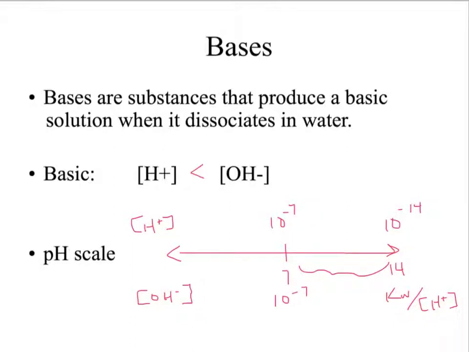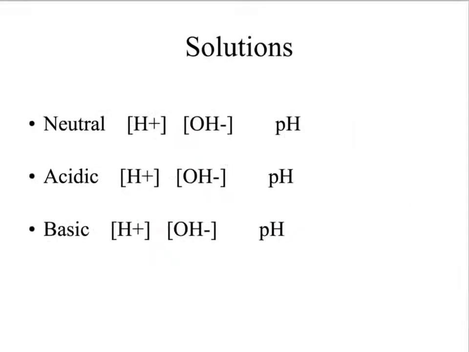We'll actually calculate pH and pOH and do more of those calculations probably tomorrow. So just to recap, a solution that's neutral has equal amounts of H plus and hydroxide ion with a pH of 7. An acidic solution has more H plus with a pH that is lower than 7. And basic solutions have a greater amount of hydroxide ions for a pH that is greater than 7.